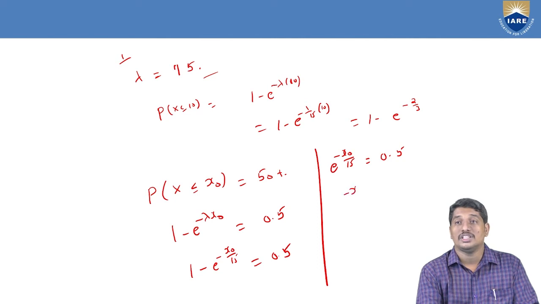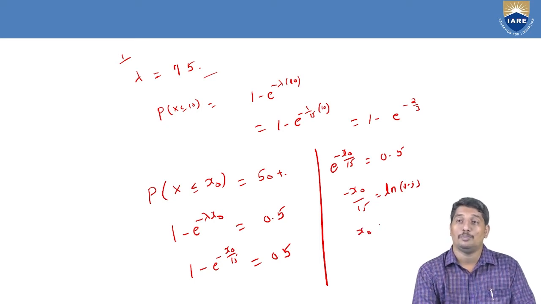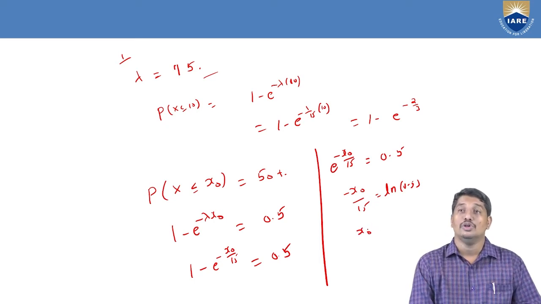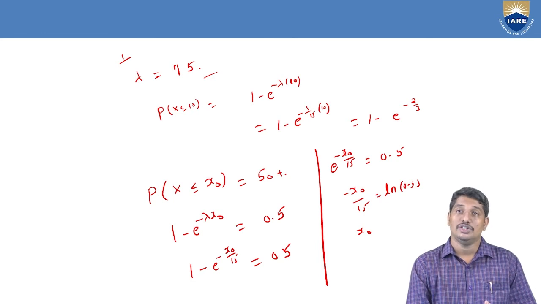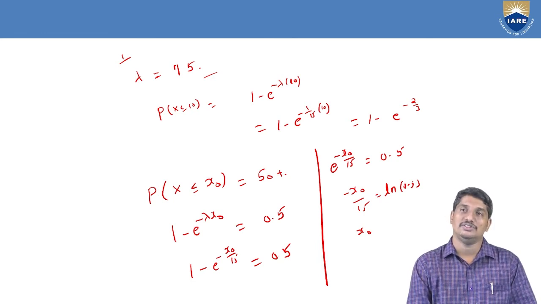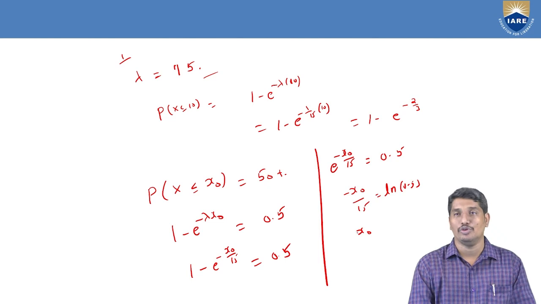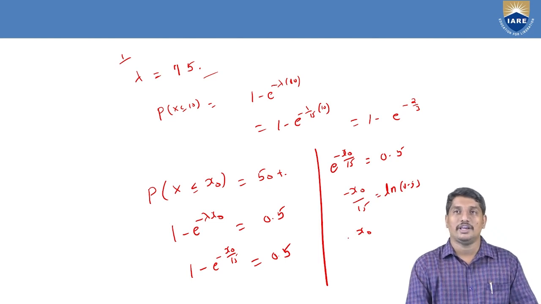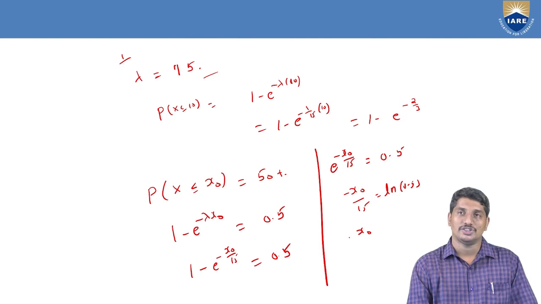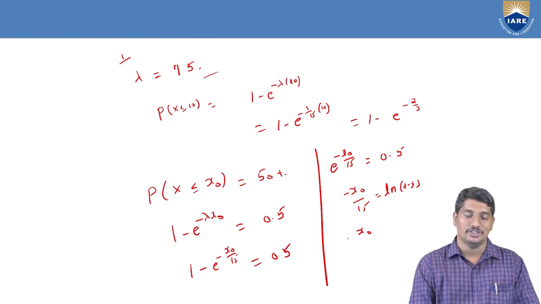So minus X naught by 15 is equal to log 0.5. E becomes log, and this will be a negative value, and hence you will get X naught as approximately some positive integer, which gives you the maximum number of days within which 50% of the tickets will be booked. In this way, we can apply exponential distribution to sort out real-time probabilities.